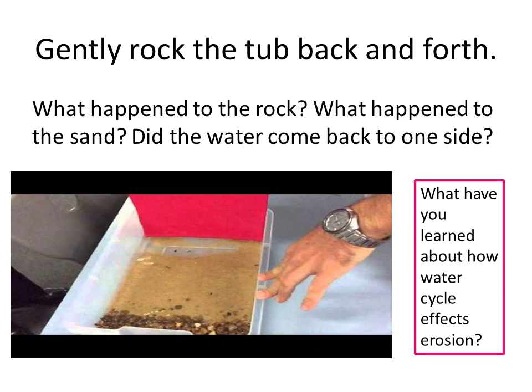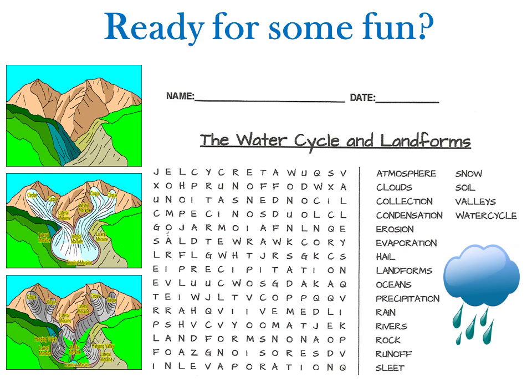All right. So what have you learned about the water cycle and the effects of erosion? I've learned that it can change mountains. Okay. Change the landscape. Perfect. All right. And if you have time, you can do the word search.